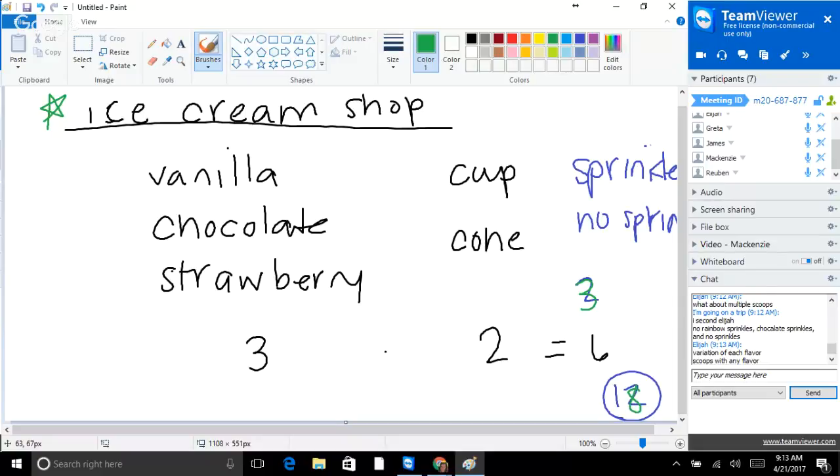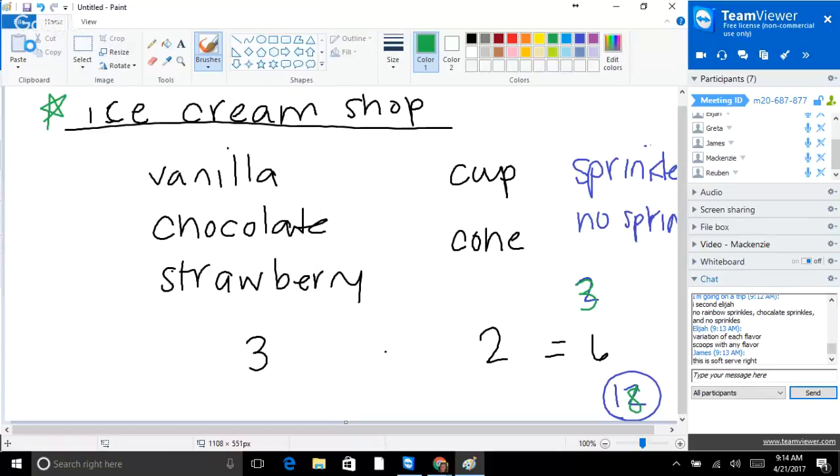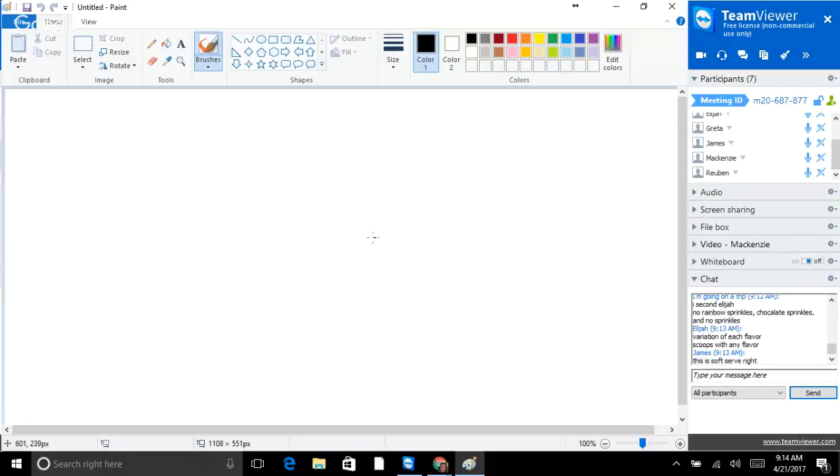The other principle that I want to review with you guys is our principle about permutations and combinations.